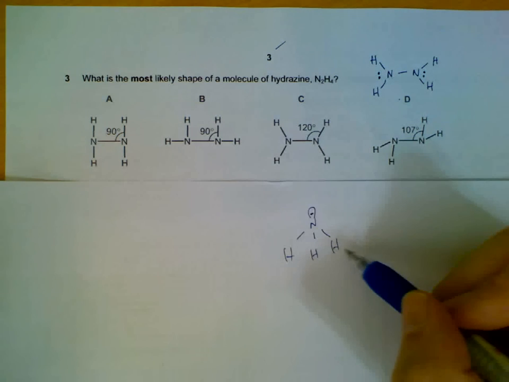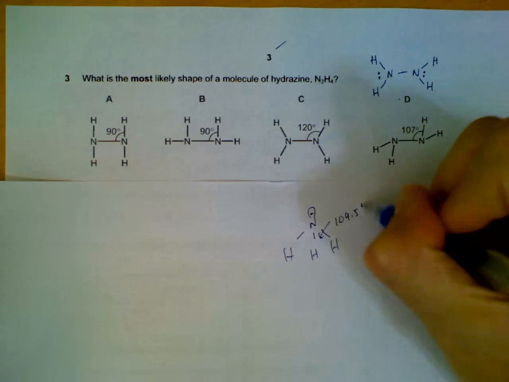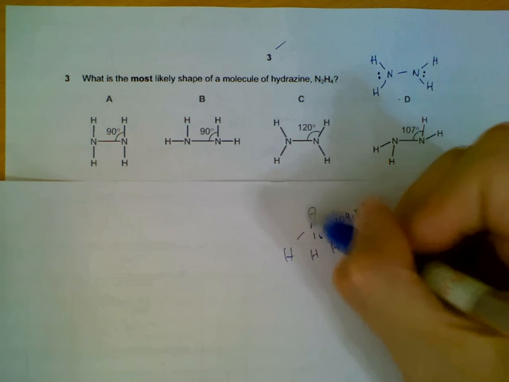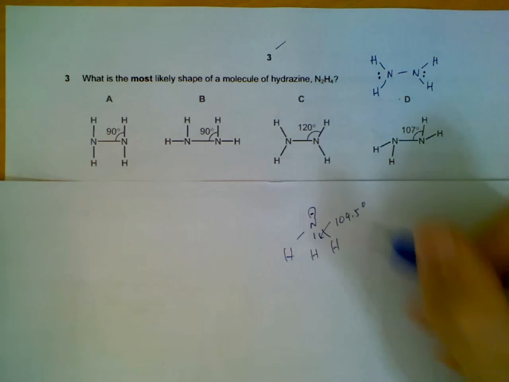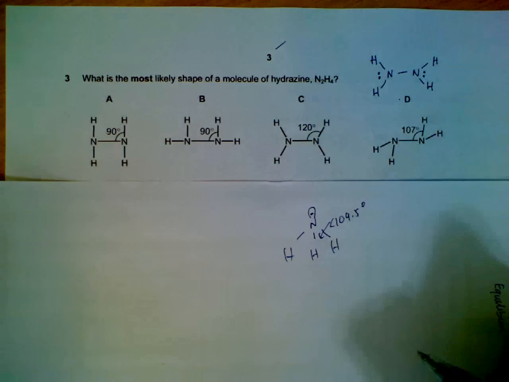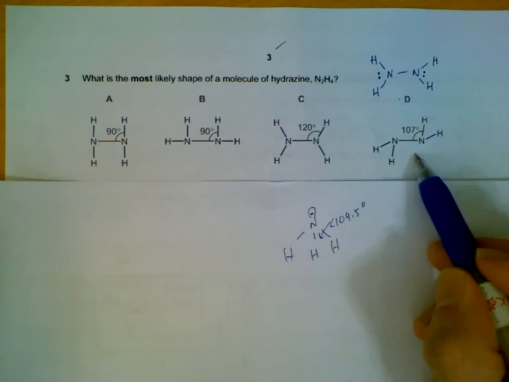If it was a true tetrahedral, it would be 109.5 degrees. But because this lone pair requires more space, this angle will be less than 109.5. They will be squeezed closer together. So the estimation will be around 107.